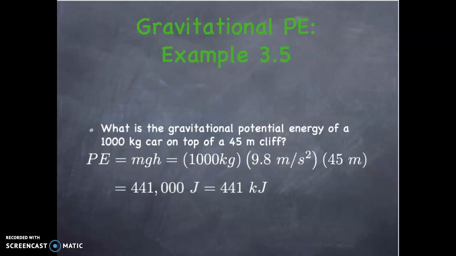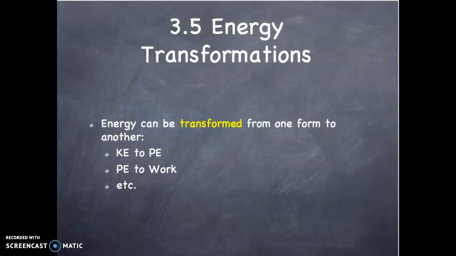And this is an illustration of calculating the potential energy. What is the gravitational potential energy of a 1,000-kilogram car on top of a 45-meter cliff? You put in the numbers, you multiply here, you get 441 kilojoules.